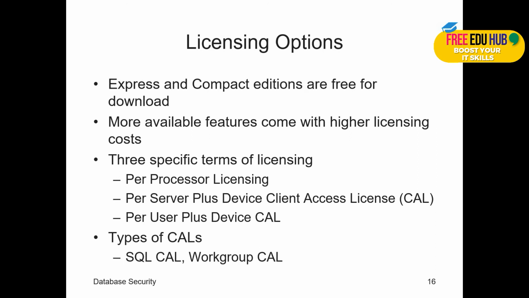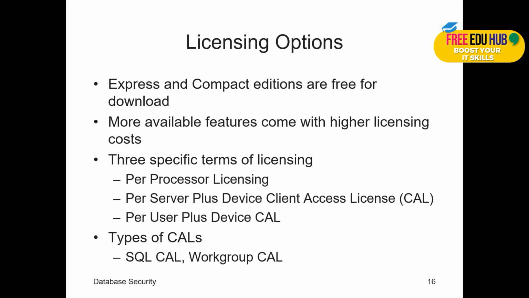Now, licensing options are Express and Compact editions for free download. More available features come with higher licensing cost. Three specific terms are per processor licensing, because it depends on how many processors are there in your server. In most servers, we are using virtualization, so we can dedicate a number of processors for the SQL Server. Per server plus device client access license, and then per user plus device license.